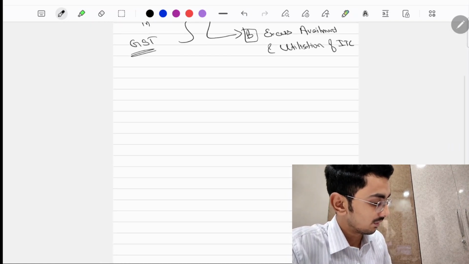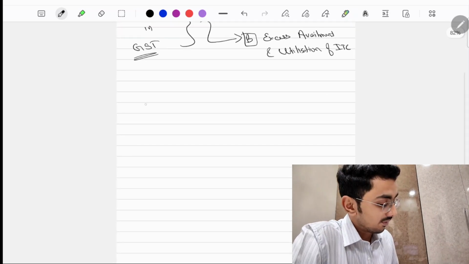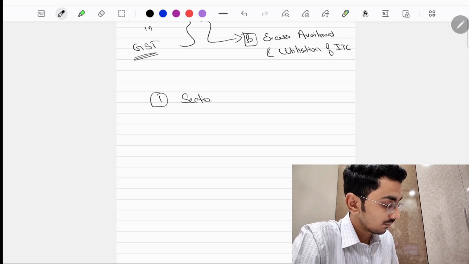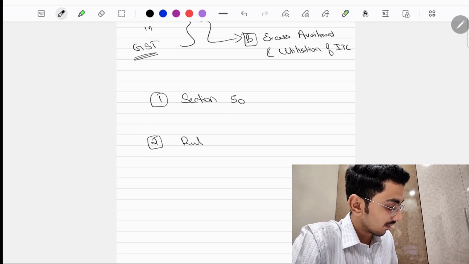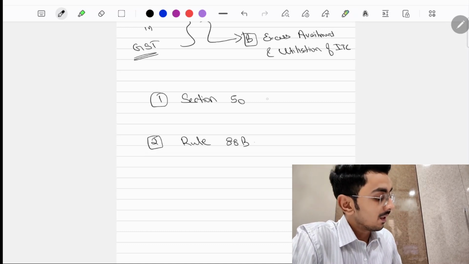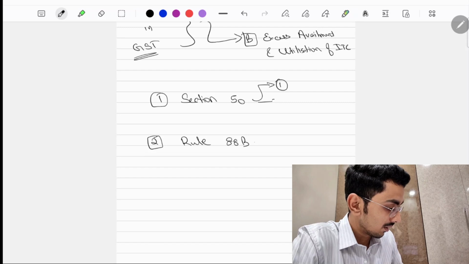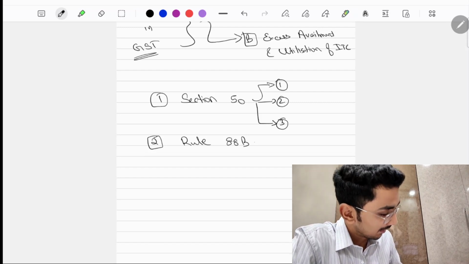In both the A and B combination, there are just two predominantly covered section numbers. The first section number that is covered is section 50, and the second, rule 88B. Section 50 has three components: subsection 1, subsection 2 and subsection 3.